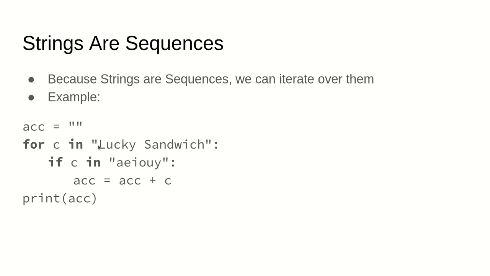We could have simplified that code, by the way, because we can do containment with strings. We can check for containment, just like we did for lists. So we can say if C is in the string A, E, I, O, U, Y, then add it to our accumulator. That's a much shorter version than the one that we did before, where we explicitly checked if C was A, if C was E, and so on.